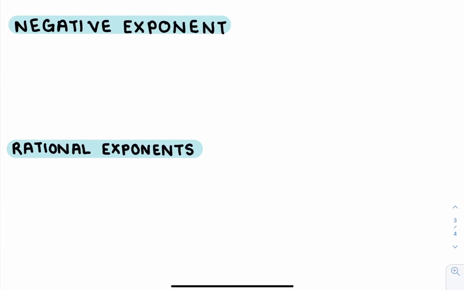Next up, we have negative exponents. So negative exponents look like something like this. x to the negative a. Now, negative exponents don't really mean negative numbers. So what the negative exponent really means is division. So this is telling you divide by x a times. So what this really turns into is 1 over x to the a.